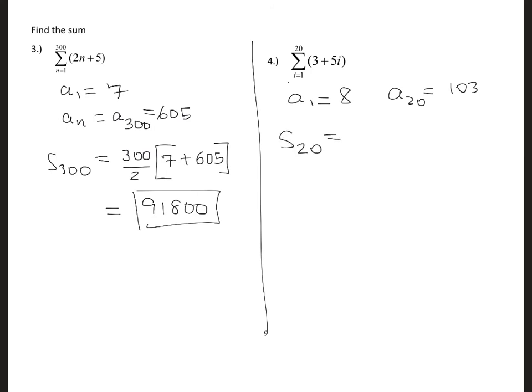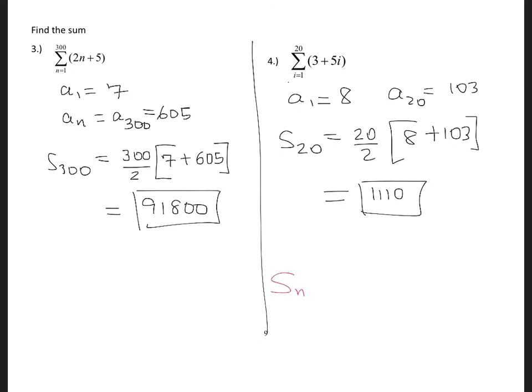It's going to be n over 2, so 20 over 2, and then I take the first term, which is 8, plus the last term. And then when I do all this, I should get that number. And just to mention, this is the formula I'm using. When I'm given the sequence, I'm using n over 2 times the first term plus the last term.